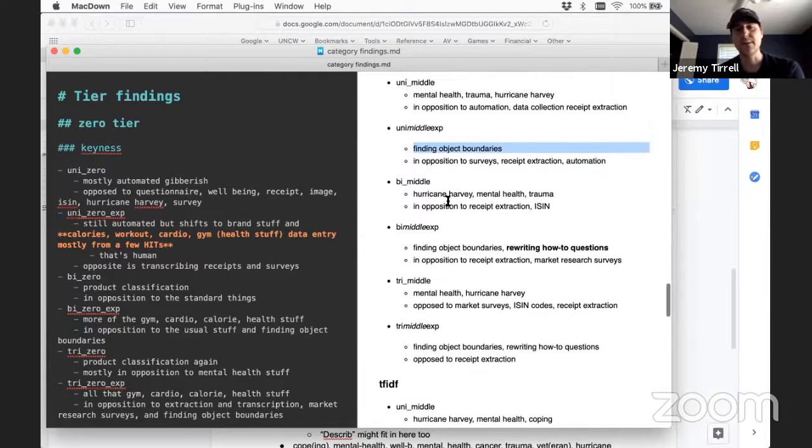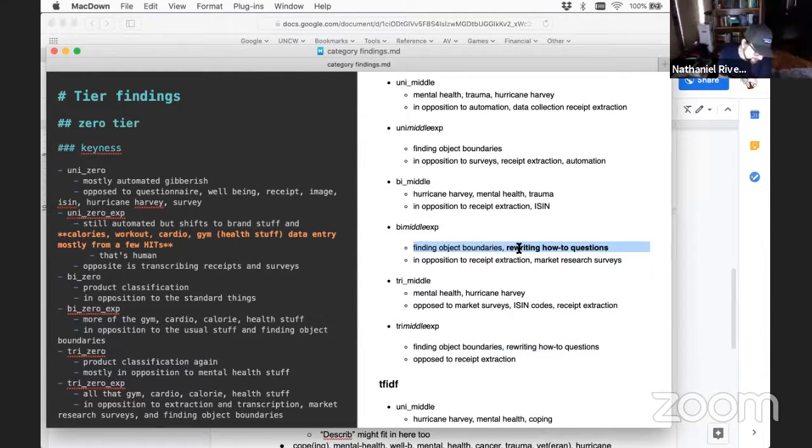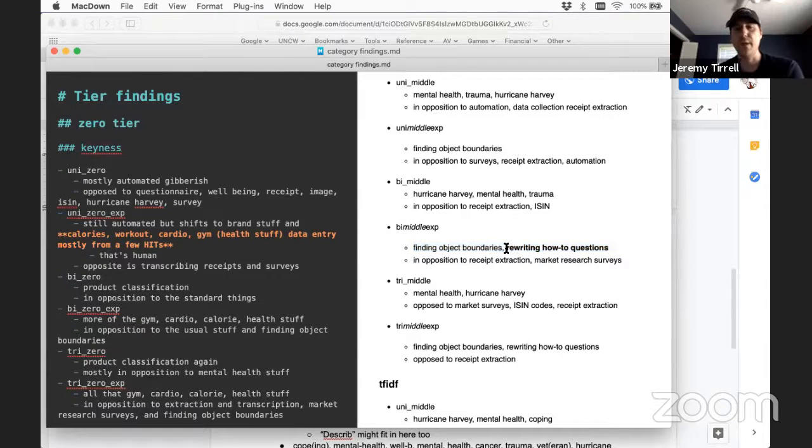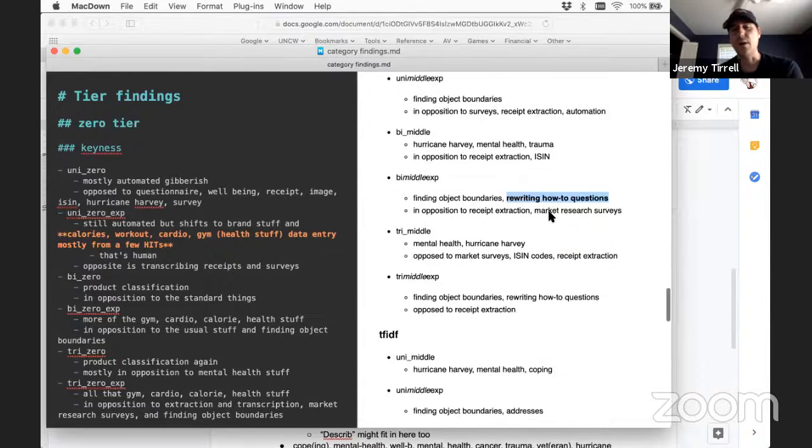So in the middle 60, if we don't weight them, we see a lot of mental health risk stuff. If we weight them, and this cuts across unigrams, bigrams, trigrams, it starts to show primarily this finding object boundaries. Some of these I put in bold because they were unique to tiers. I'd not seen those. There was this whole thing about, we're going to give you some how-to questions and we want you to rewrite them. That popped up in the data itself. It wasn't me fishing for that. And it's really only here.